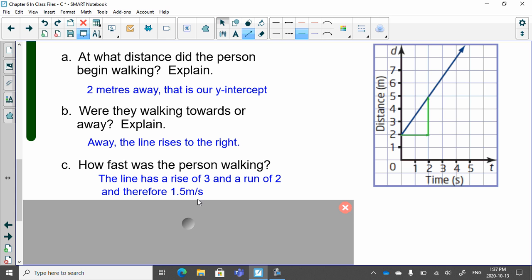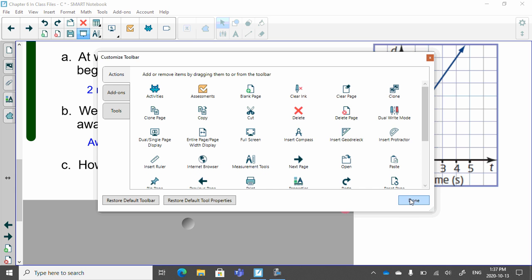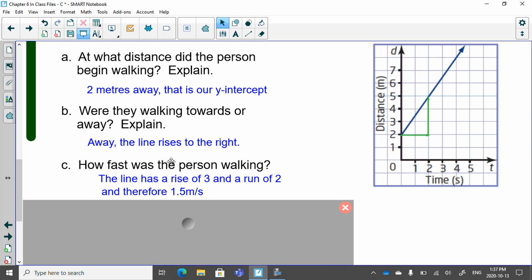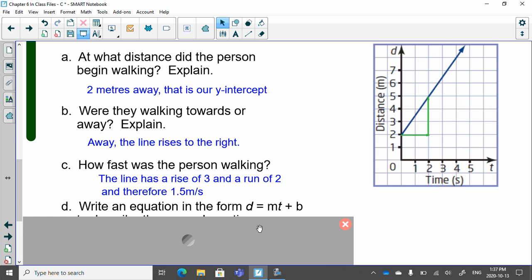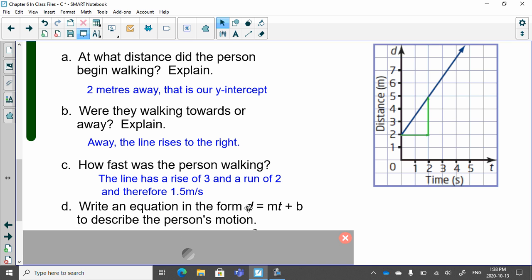That's what they want right there when they start talking about how fast they were walking. You don't say, how fast were you walking? 3/2. How fast were you walking? You say, I was going 1.5 meters a second. That makes more sense. Write the equation in the form d equals mt plus b, or y equals mx plus b.